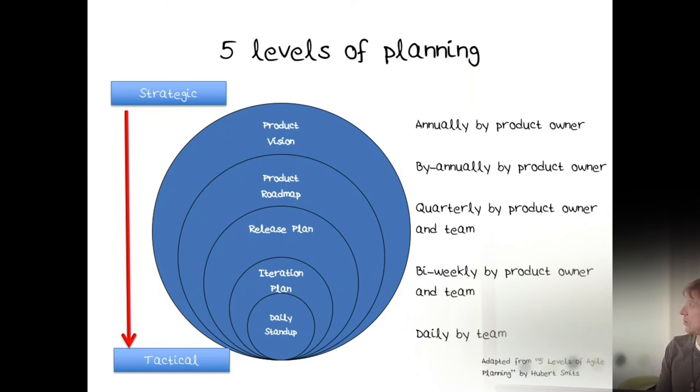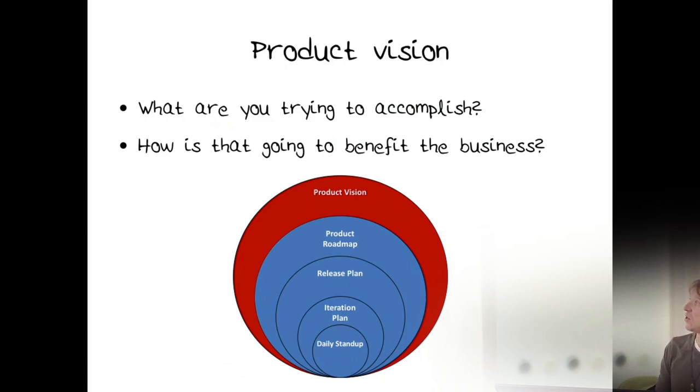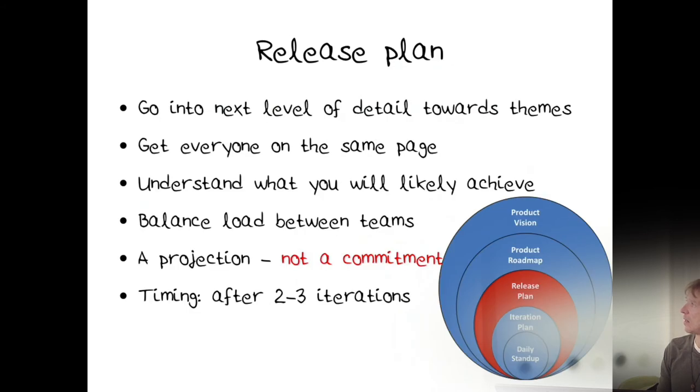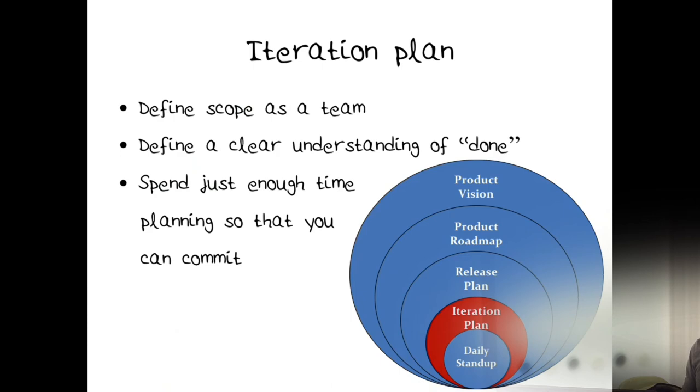So it goes from strategic to tactical. In the vision, you're asking the big question: what are you trying to accomplish, and why is this good for the business? Product roadmap, you have some high-level themes. There's a lot of wiggle room there. Release plan, then you're getting into more serious stuff. You need to have some idea what you're able to achieve, not just what you wish to achieve. Balance load between teams. And then iteration plan, we already went through that.